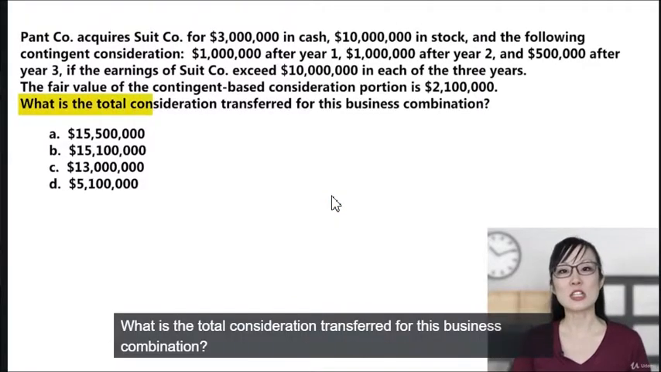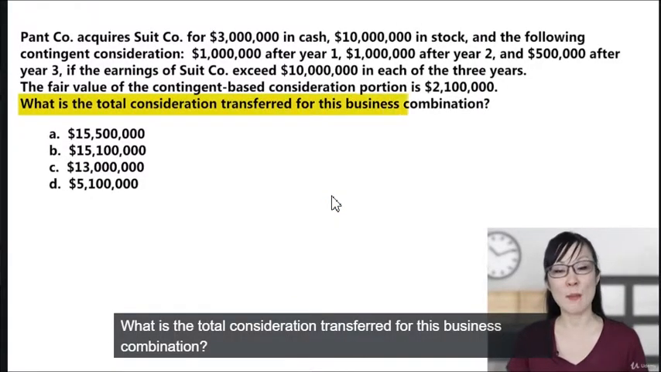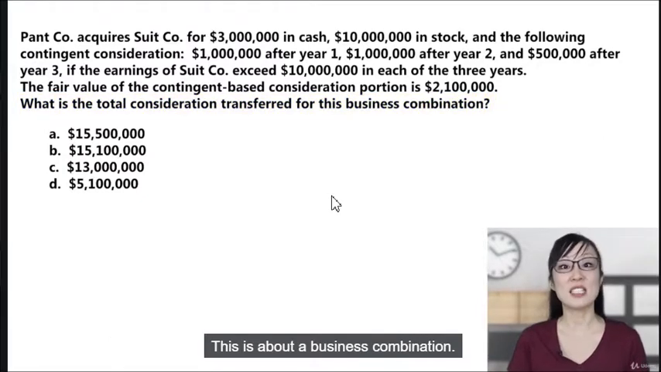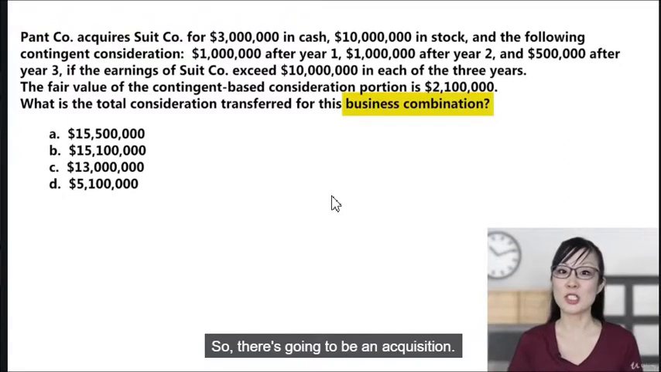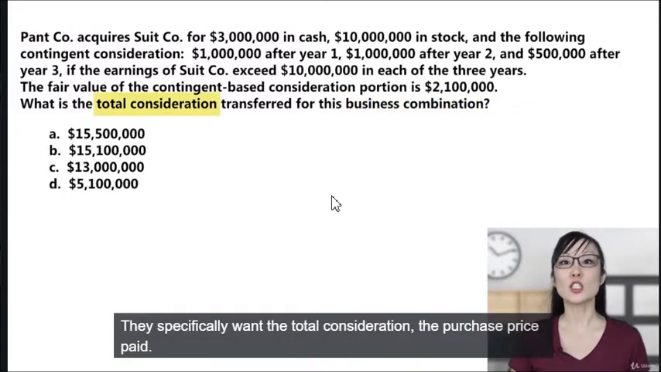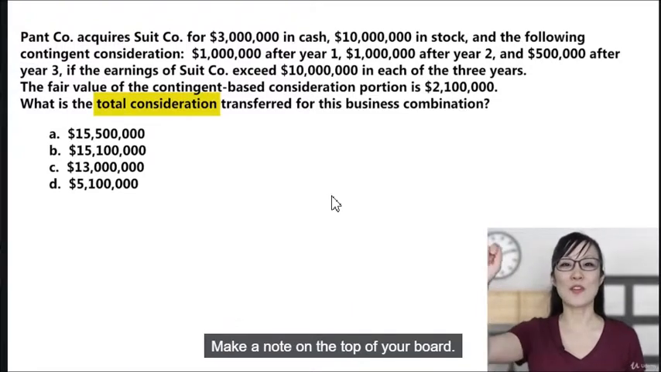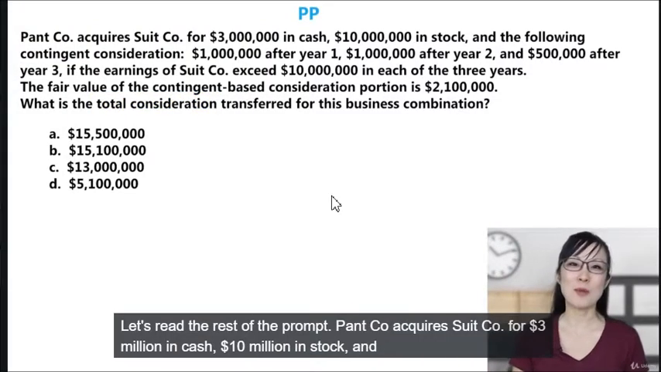What is the total consideration transferred for this business combination? This is about a business combination. That's when one company acquires control over another. So there's going to be an acquisition. They specifically want the total consideration, the purchase price paid. Make a note on the top of your board. Let's read the rest of the prompt.